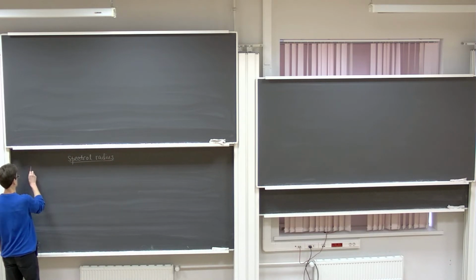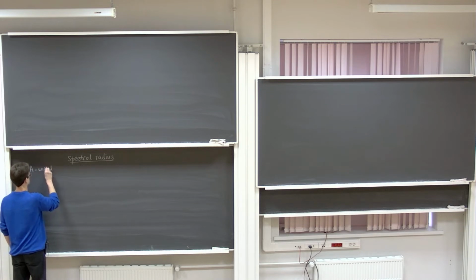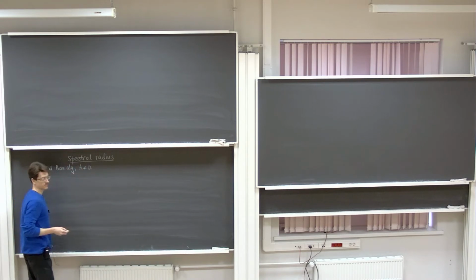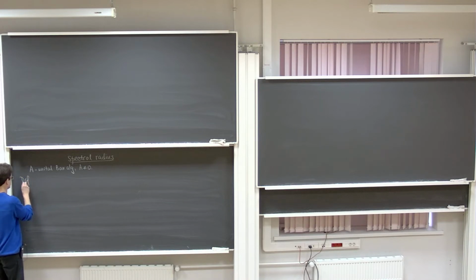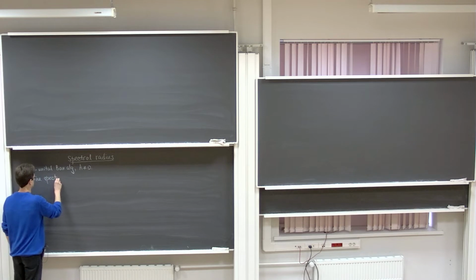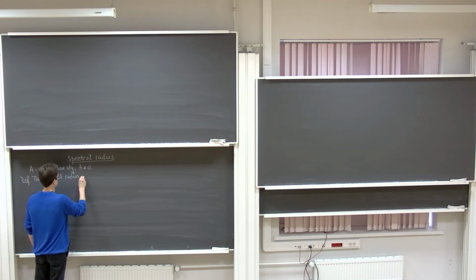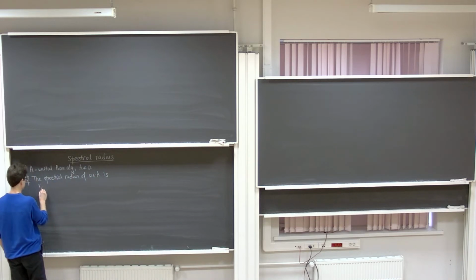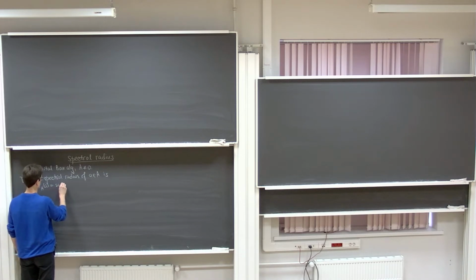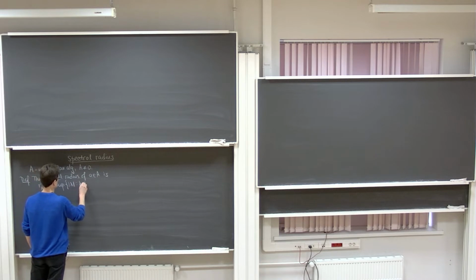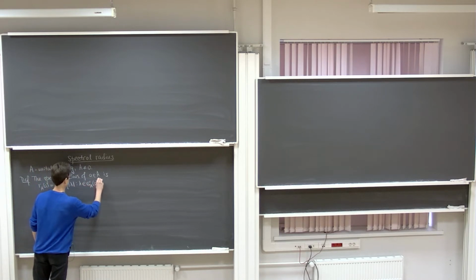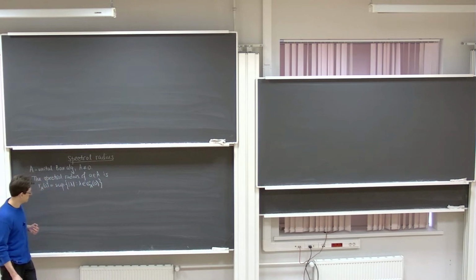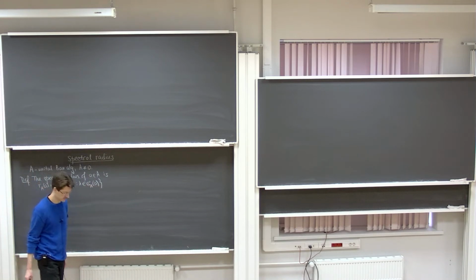So suppose that A is a unital Banach algebra, a non-zero unital Banach algebra. Then we define the spectral radius of an element little a in our algebra by the following formula. So this is the supremum of the absolute values of all points in the spectrum. Let's recall that the spectrum is non-empty and compact, so this number is finite.